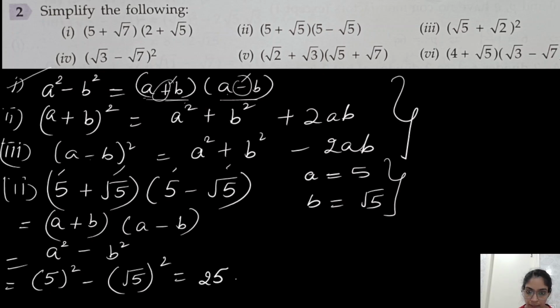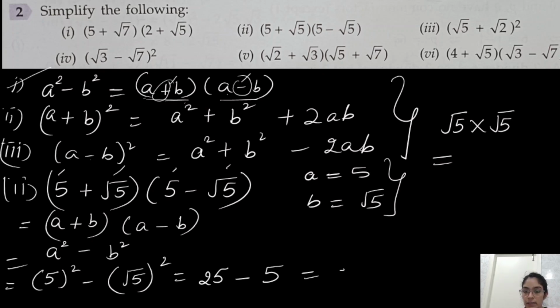5 squared is 25. (√5) squared: what is the meaning of square? The same number getting multiplied by itself. So √5 into √5 is equal to 5. Directly I am writing it, as I told you at the starting itself. So 25 minus 5 is equal to 20. Now you can see here we are adding rational plus irrational, subtracting and then multiplying. But what type of number have we got in our answer? In our answer we have got a rational number.